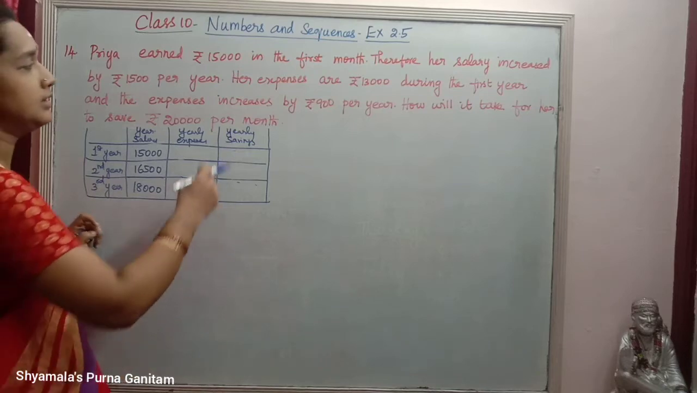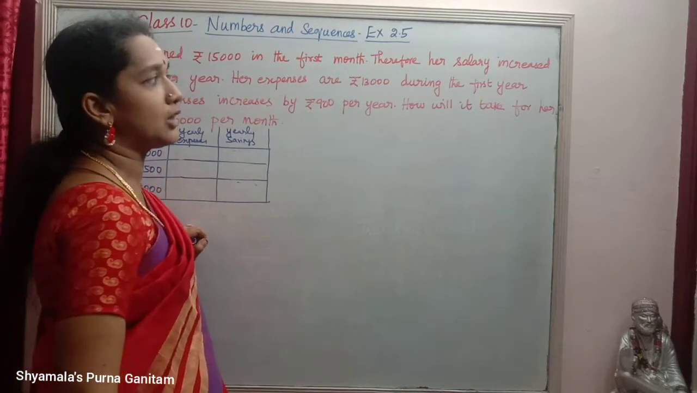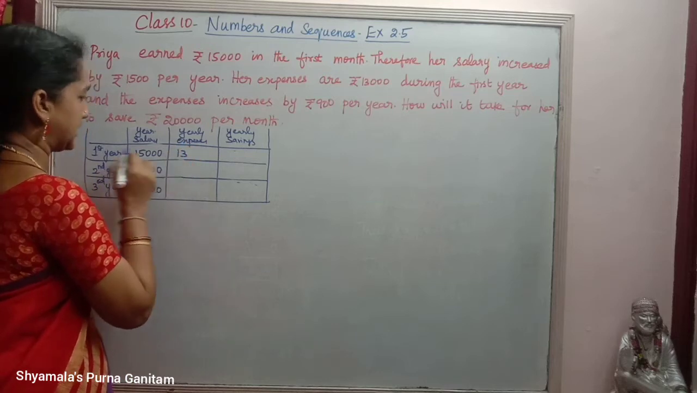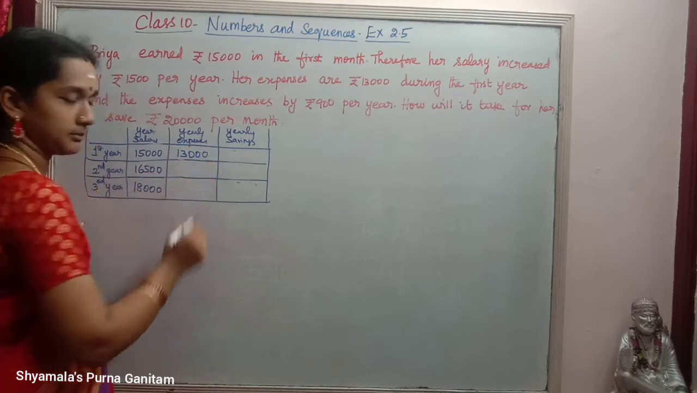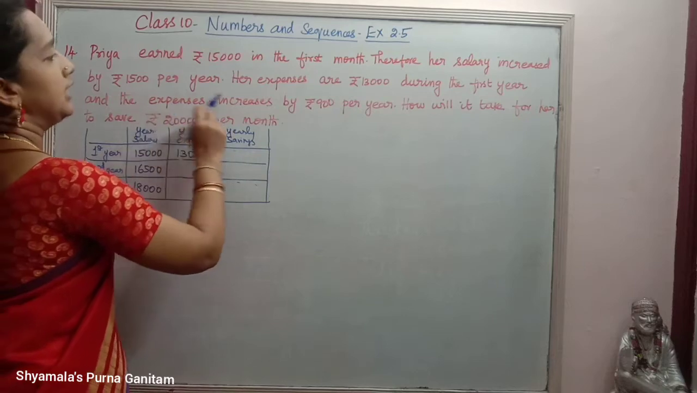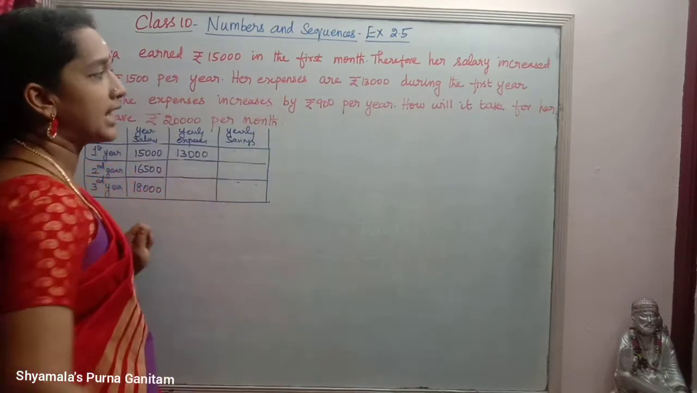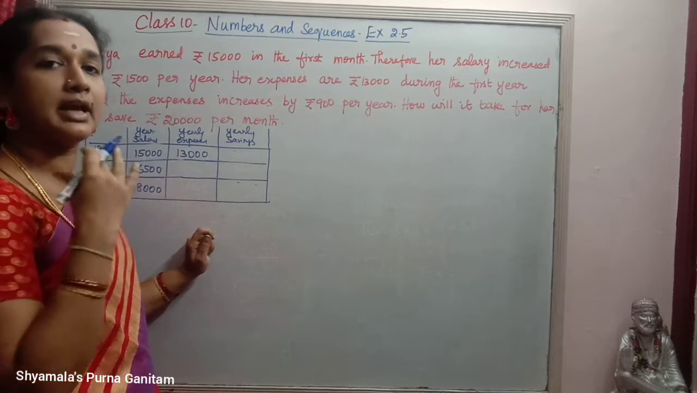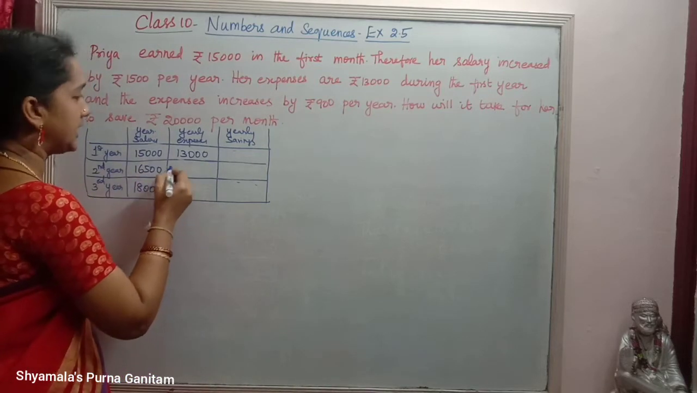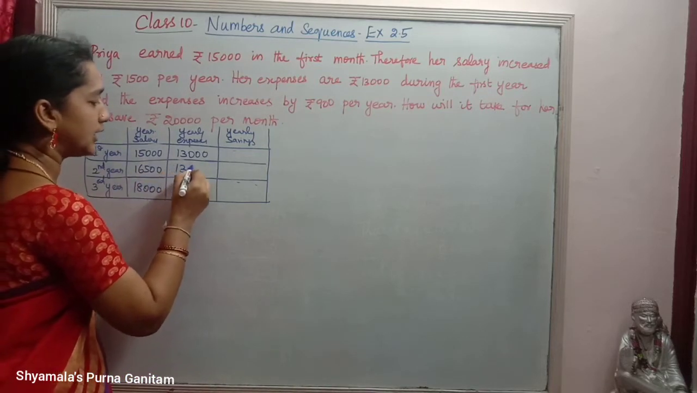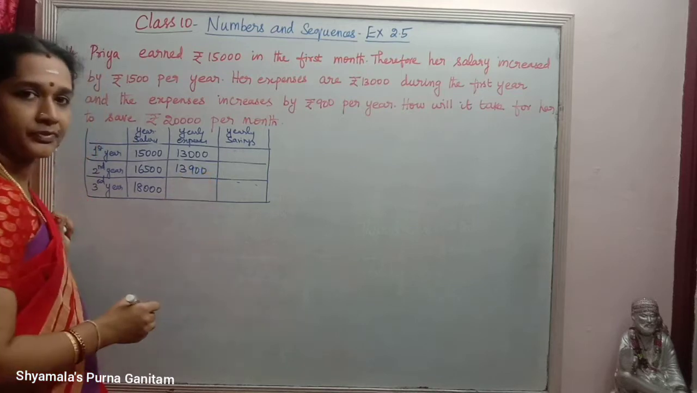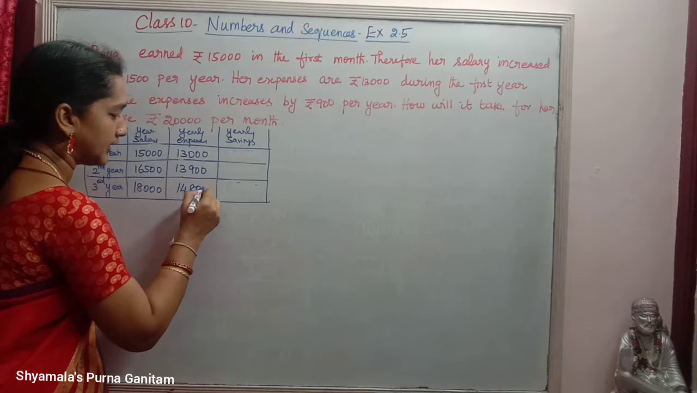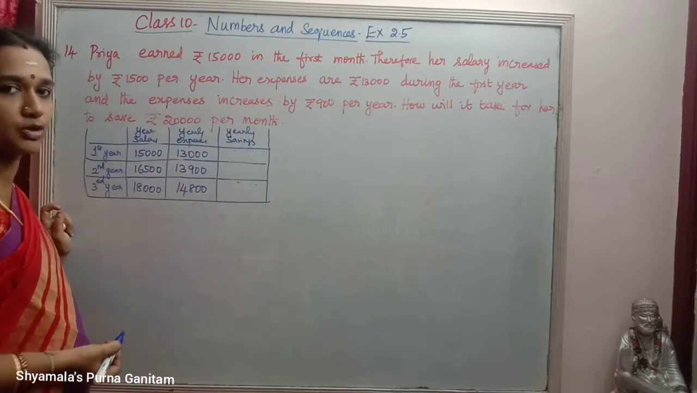Okay. Then her expenses are 13,000 during the first year. So expenses in the first year is 13,000. Okay. And increases by 900 per year. So every year it is increasing by 900 rupees. So the second year her expense will be 13,900. Then the next year it will be 14,800. 900, 900, it has to be increased.